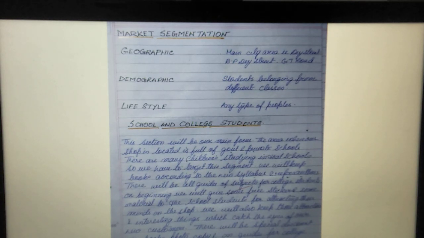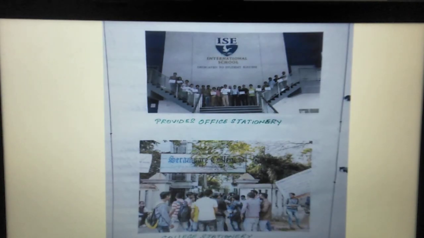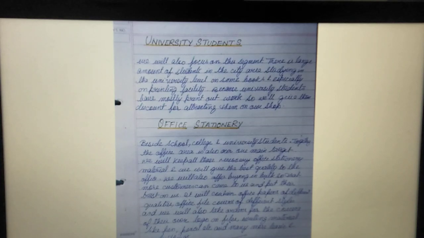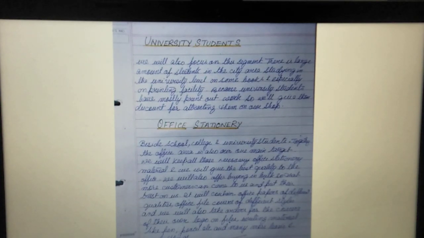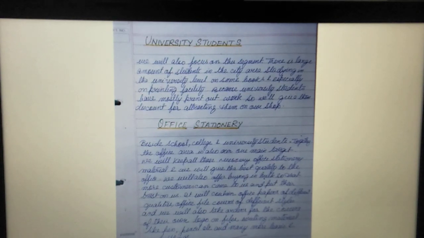Next comes the school and college students. The school and college students will be targeted for selling the products, and they will be the targeted customers. Okay. Next, these are the pictures where the products will be sold. Next comes the university students, as well as the office stationeries, which will be provided in the offices. The university students can also avail the stationery equipment from this shop.